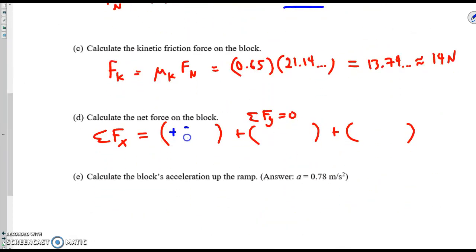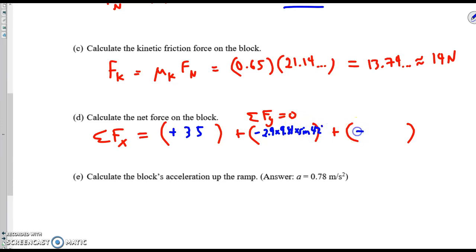We've got positive 35 as the applied force. We've got negative mg cosine theta, mg sine theta, which is 5.2 times 9.81 times sine of, what is it? Oh, I'm sorry, this is 2.9. I'm looking at the wrong problem. Negative 2.9 is the mass times 9.81. Sine of the angle, which is 42.